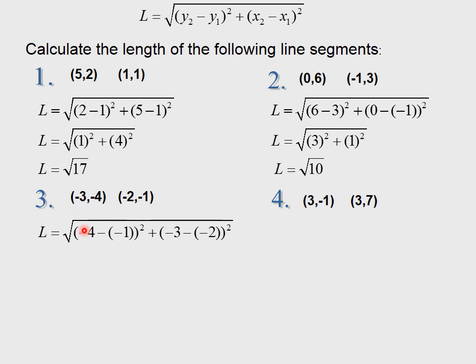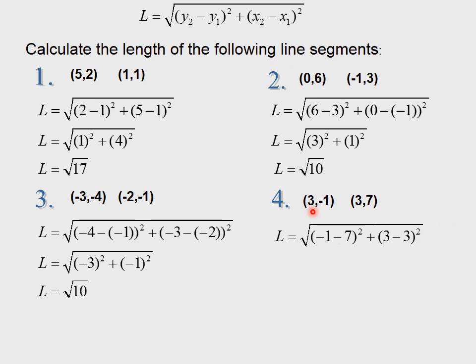Okay, let's try another one. Our y's first, we've got negative 4 minus negative 1 and negative 3 minus negative 2. We've got a lot of tidying up to do here with these two sets of signs first. So this is actually negative 4 plus 1, which is negative 3, and here we get negative 3 plus 2, which is negative 1. And we have to square each, which is 9 plus 1, and that's square root 10. Let's do one last one for good measure.